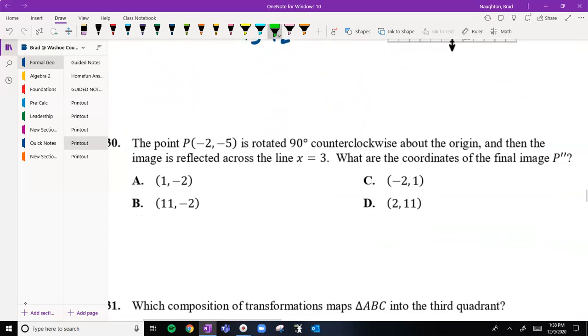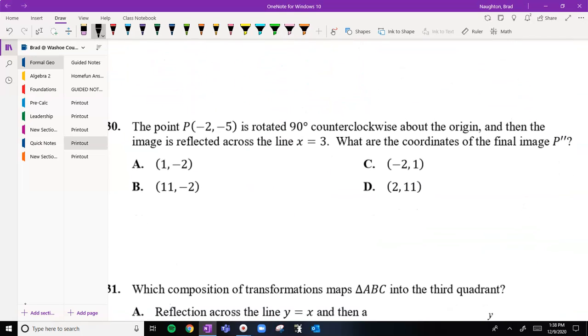So let's move to our next one here. And this next one, I'm going to need a quadrant plane. So I have 1 point. That point is -2, -5.